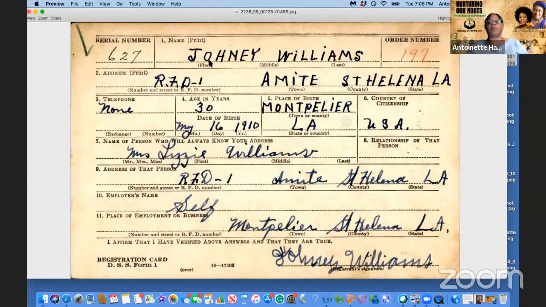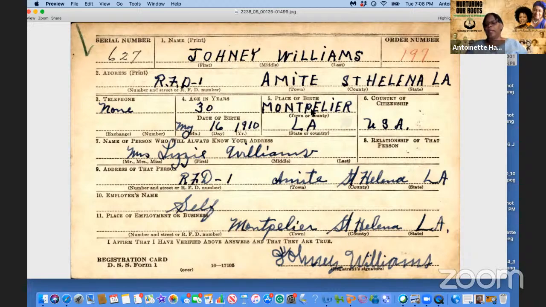First of all, you see the name of the person and the surname. It gives you the address where that person was living, as well as the parish where they were living in Louisiana. So I see Amite, but Amite is not in St. Helena. Amite is in Tangipahoa Parish, but St. Helena is a parish, and so is Tangipahoa Parish. So I assume that he must have registered in Amite or something, but his address is St. Helena. All right, he didn't have a telephone. The age, 30 years old.